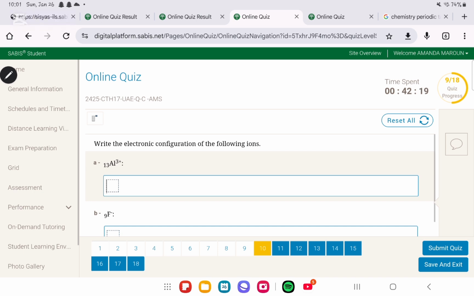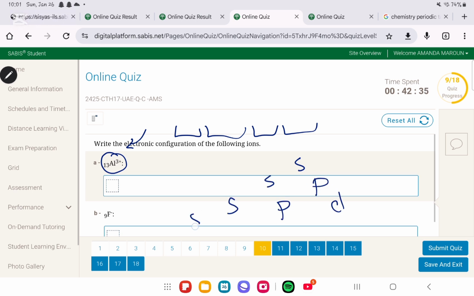We need to write the electron configurations for the following ions, so pay attention, they are ions and not atoms. So you can do it in 2 ways. You can do it like this, or you can do it in the SPDF. So I'm gonna do it in both ways for the first one. Okay, 1, 2, 3, 4, 2, 3, 4, 3, 4, and 4.